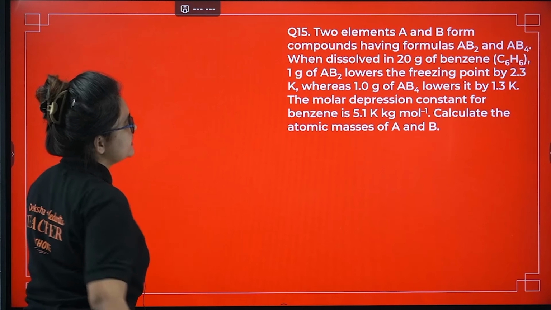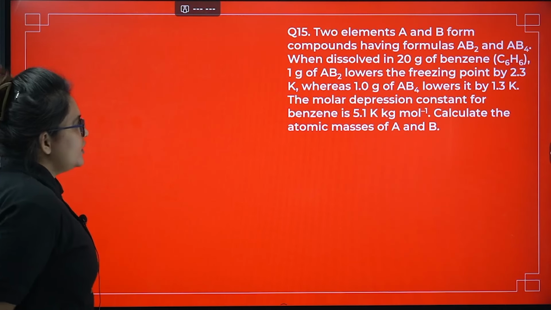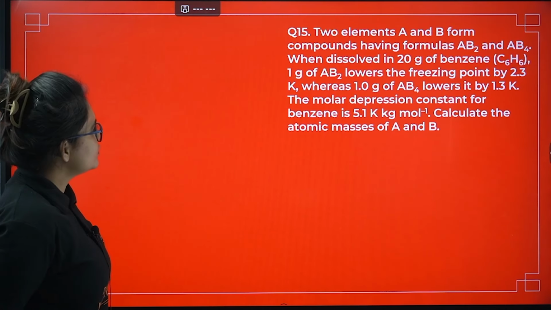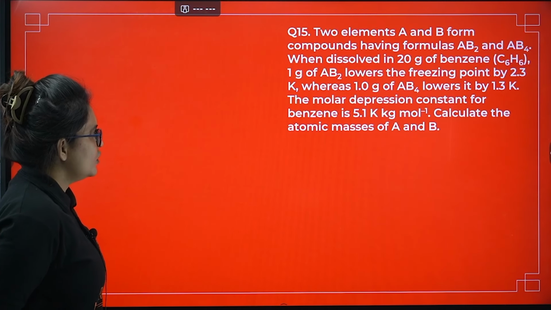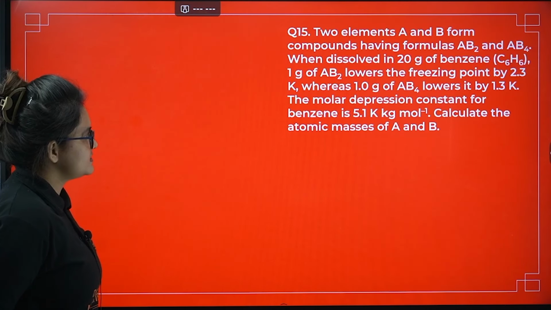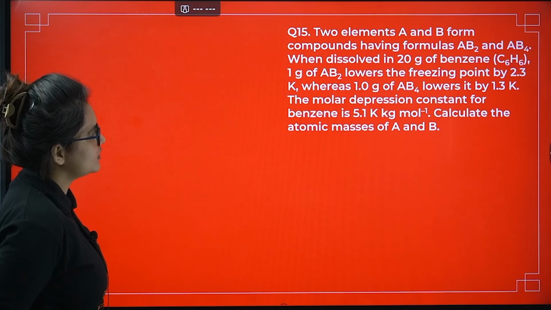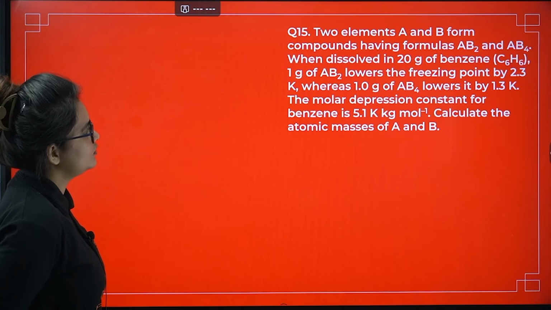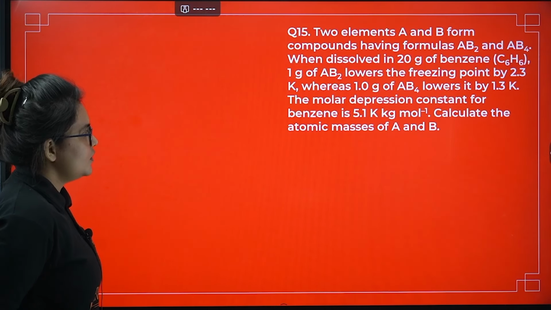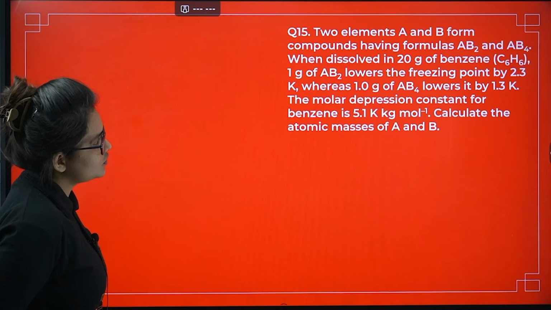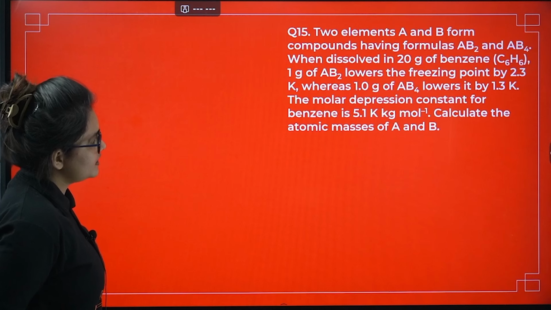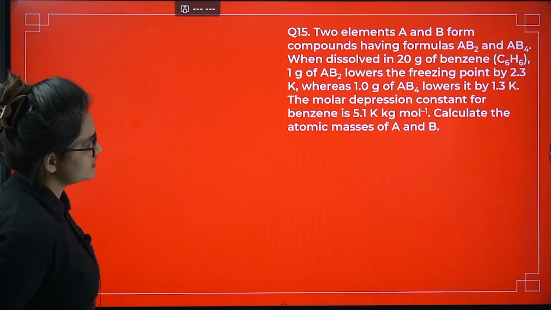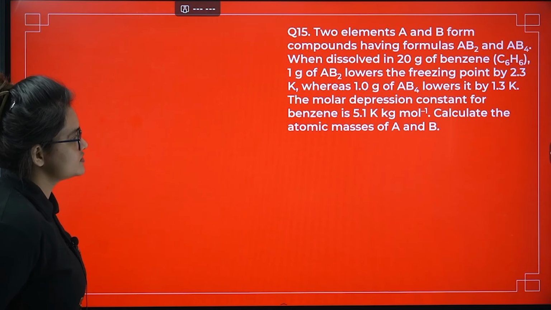Okay, let's go ahead with the next problem. Two elements A and B form compounds having the formulas AB2 and AB4. When dissolved in 20 gram of benzene, 1 gram of AB2 lowers the freezing point by 2.3 Kelvin, whereas 1 gram of AB4 lowers it by 1.3 Kelvin. The molar depression constant of benzene is also given. Calculate the atomic mass of A and B.